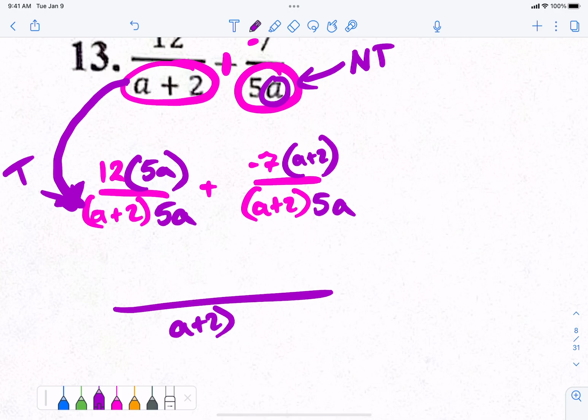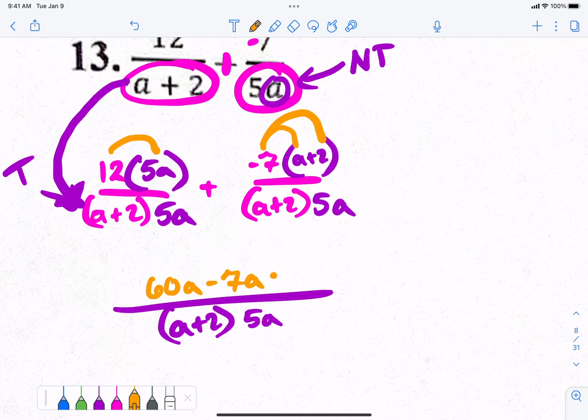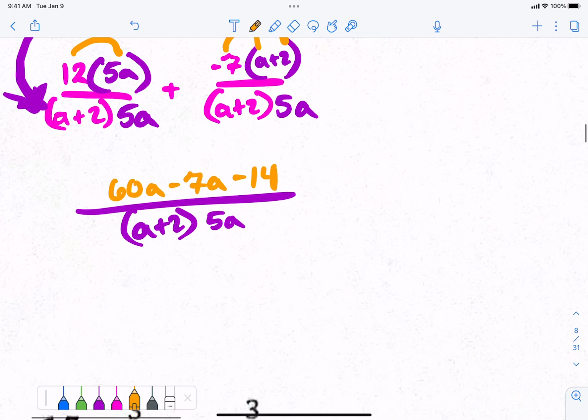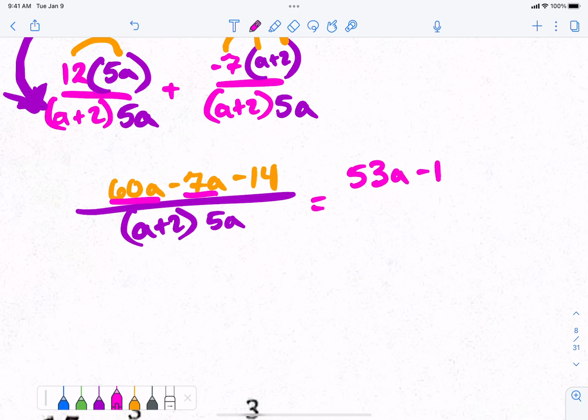Okay? All right, now let's put them all under one roof. I've got a plus 2 and 5a on the bottom. I'll just put 5a right here. If I take 12 times 5a, that's 60a. Now, if I take negative 7 times a, minus 7a, what's negative 7 times 2? Minus 14, okay? Done? Is there any like terms I can combine? No. 60a and minus 7a, that is 53a. 53a minus 14 all over the junk again.